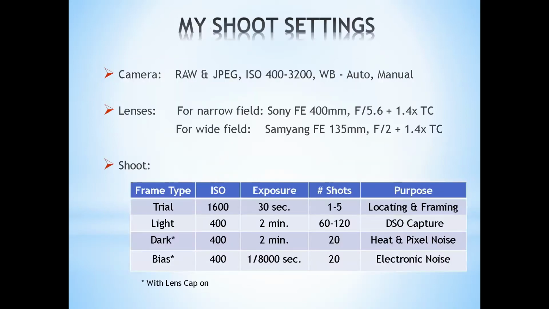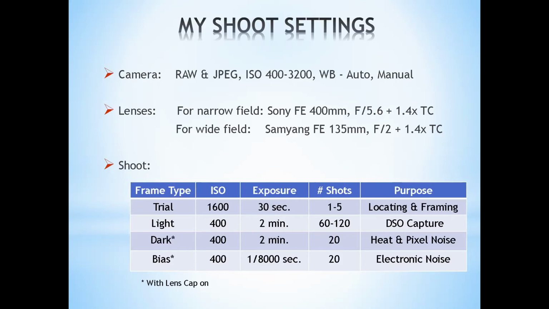Here's the camera. I shoot both in RAW and JPEG so that I can look at the JPEG images and see what I've got. But I process all my images with the RAW files. I use this ISO range, 400 to 3200, auto white balance, because I can always correct that in post, and shoot manual. I use two lenses, one for narrow field and the other for wide field.